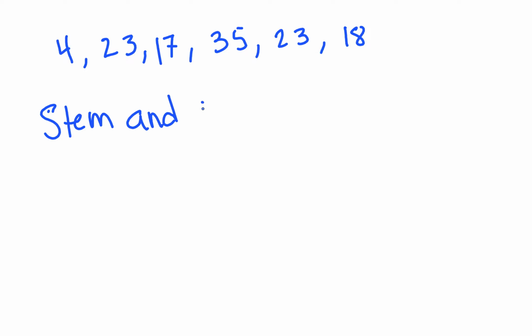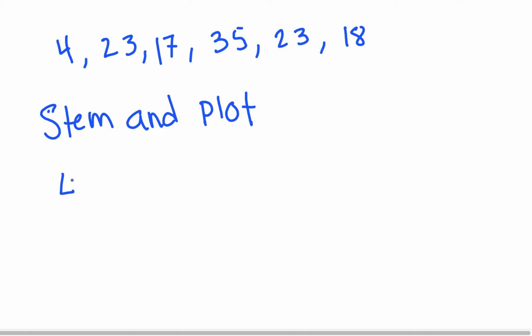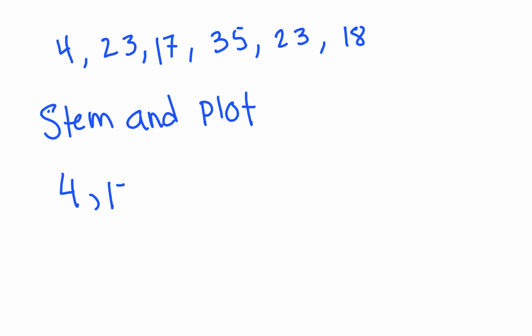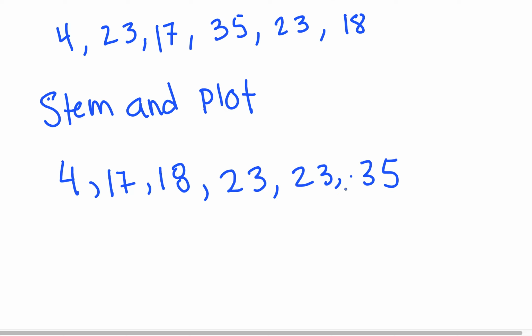So what do you have to do first? What do you remember? What's the first step? First, order it from least to greatest. Yeah, so first of all, we have to write from least to greatest. So we have 4, 17, 18, 23, 23, 35. Okay? So that's the first step.